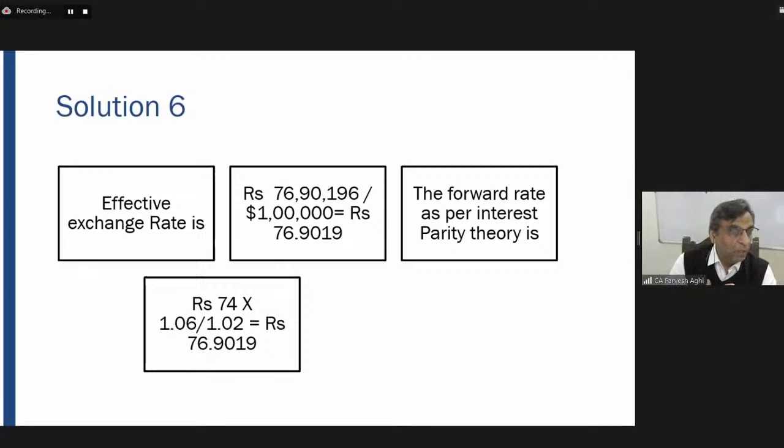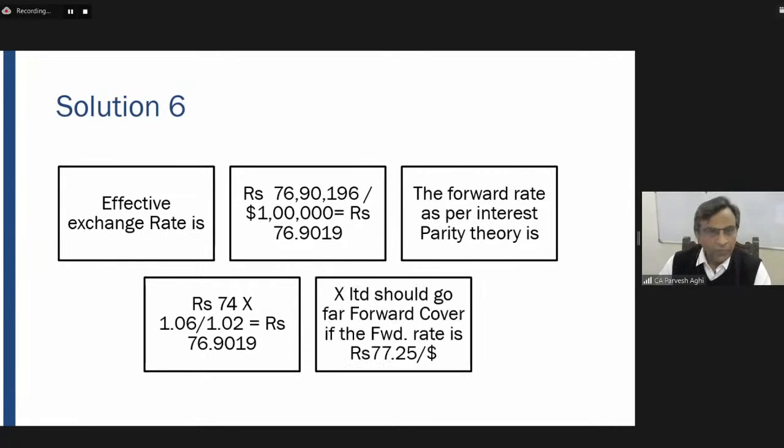So if we look at the money market hedge and the interest parity theory, it's the same thing said in different terms. X should go for forward cover if the forward rate is 77.24. Now, if the forward rate is 77.25, he should go for the forward cover. Why? Because he's getting his money at 76.90. Since the forward rate given in the question is 77.25, he will benefit more if he goes for it. So look at the question now.